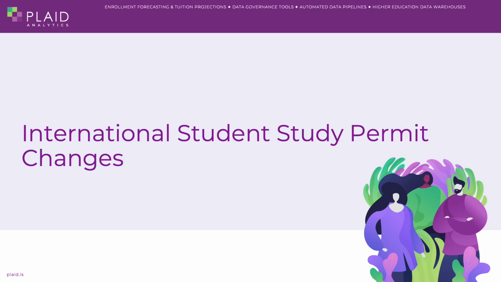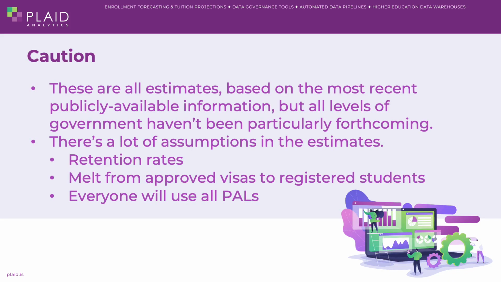Okay, so let's move right along. I'll do a really quick fly through of some of the international study permit changes, but note that we have a webinar coming up next week on it in more detail. So lots of cautions around this. Government data is not particularly publicly available. We've made a lot of assumptions around retention rates and approval to registered rates, and that everybody who gets provincial allocations will actually be able to use their allocations, which we'll find out in future whether that's true.